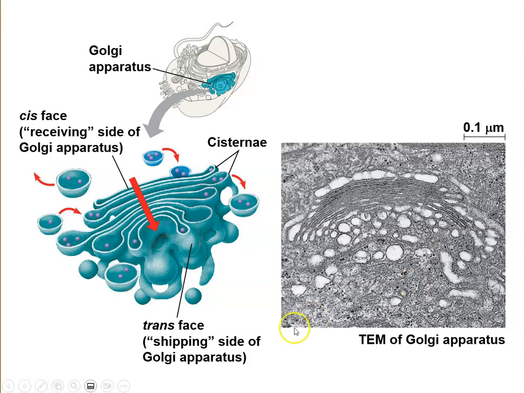And when you look at a diagram of the Golgi, there's a receiving side of the Golgi, or the cis face of the Golgi, and the shipping side of the Golgi, or the trans face side of the Golgi. So the cis face will always be the one that's closer to the endoplasmic reticulum, and the trans face will be the side that's facing the cell membrane.